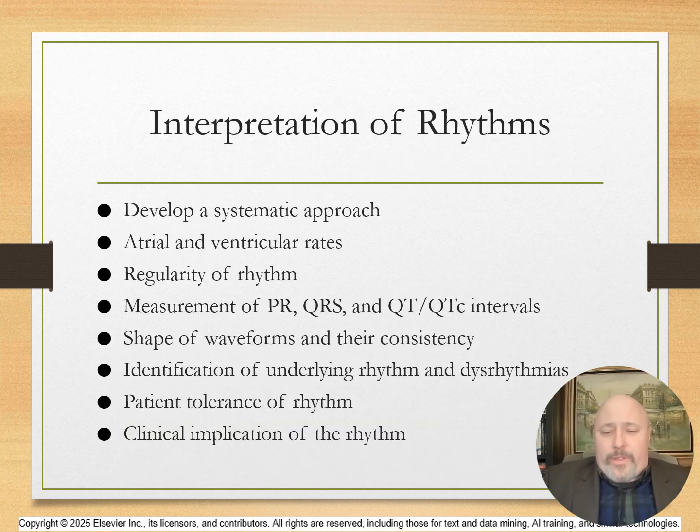When interpreting a rhythm, use a systematic approach. First, look at your heart rate, including both your ventricular and atrial rates. Then you want to identify the regularity of the rhythm, meaning does it occur at regular, evenly spaced intervals? Measure the PR intervals, QRS complexes, and QT intervals, as well as looking at the shape of the waveforms and their consistency. Identify any underlying rhythm as well as dysrhythmias, and most importantly, assess the patient's tolerance of the rhythm or any symptoms that are occurring.